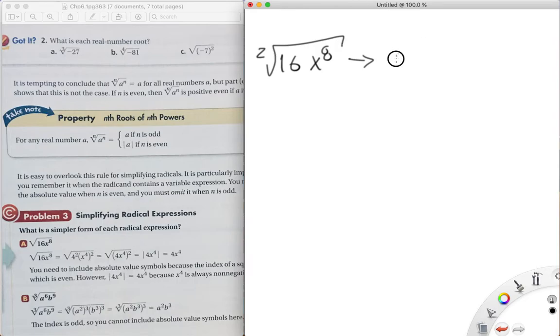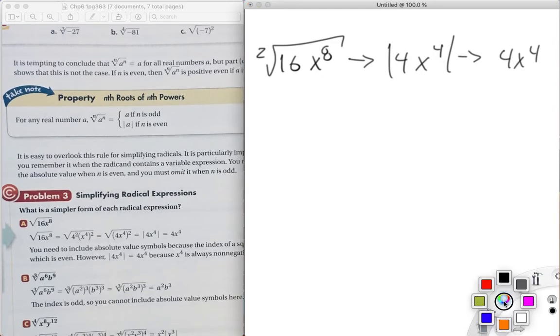I know that this is 4. I divide 8 divided by 2. I repeat, I divide 8 divided by 2, and I get x to the 4th, which is your 4x to the 4th. Take the absolute value, and then it's 4x to the 4th.